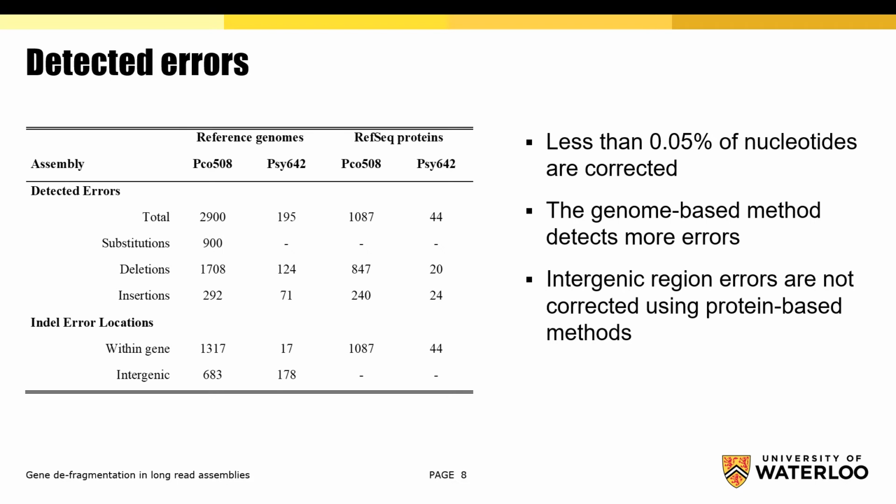So after running our software on our assemblies, we were able to detect less than 3,000 errors, meaning that in all cases, less than 0.05% of the assemblies were corrected. If you look at the table with both detection methods, we were able to find substantially more errors in the long-read assemblies, with most of those errors residing in genes. However, we were also able to detect errors in the short-read assembly, but mostly they were in the intergenic region. Between the two detection methods, we were able to detect more errors using the genome-based method, mostly due to the inability to detect intergenic errors with the protein-based method.